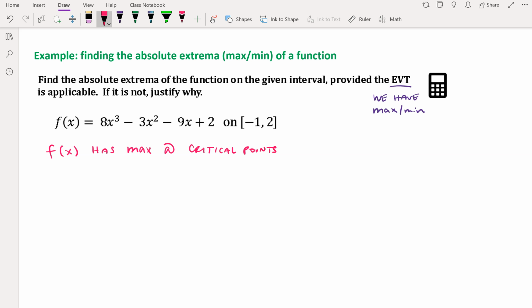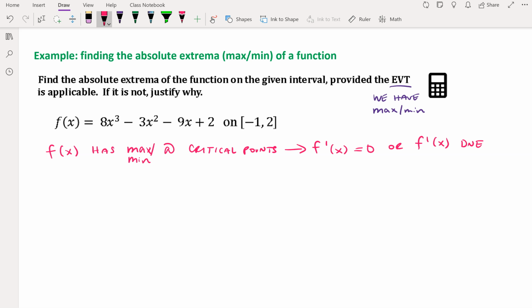f of x has a max at critical points. So f prime of x has to equal 0 or f prime of x does not exist. Sorry, f of x has a max or a min, so f of x has a max or min at critical points. That means f prime of x has to equal 0 or f prime of x does not exist. Think about it this way, y'all.